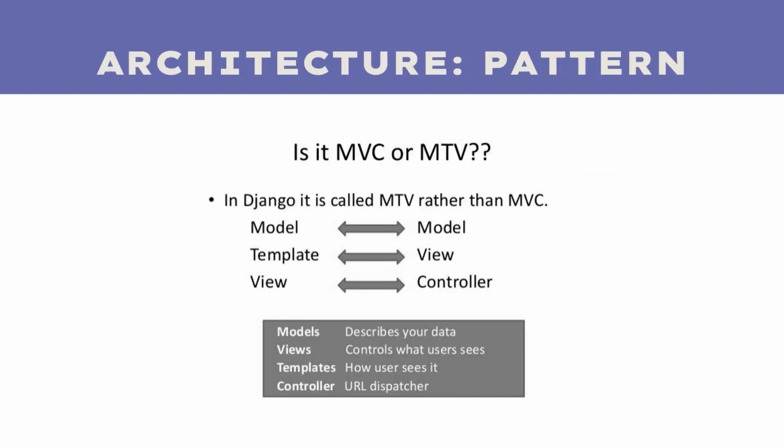When it comes to the architectural pattern, we used the model template view pattern, which is similar to the model view controller, but modified to fit Django, which is the framework that we're using. It has 3 components: the model, which is similar to the model in MVC, so it describes the data; the template, which is basically how the user sees the data, similar to the view; and the view, which controls what the user sees, which is basically the URL dispatcher, so it is similar to the controller in the MVC.